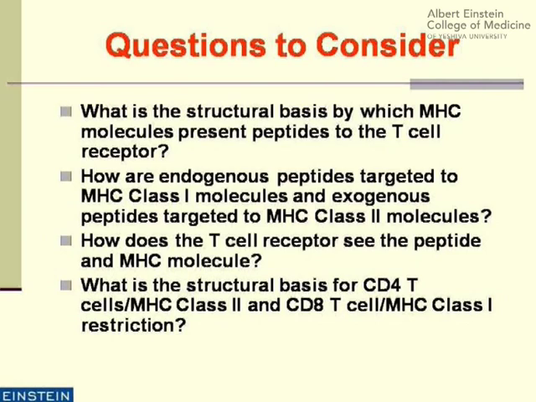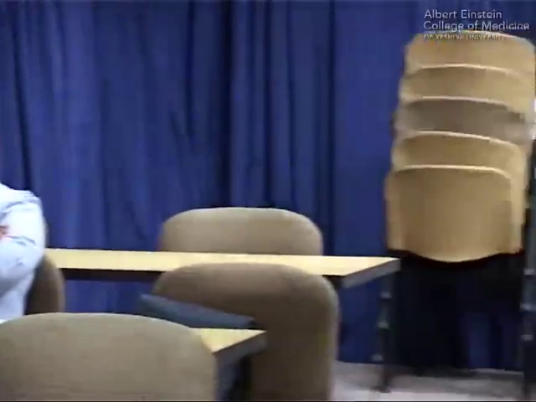What is the structural basis by which the MHC molecules present peptides to T-cell receptors? Namely, what is the structure of the MHC? How is class 1 MHC different from class 2 MHC? And how does that structural difference impact the function of these MHC molecules? How are endogenous peptides targeted to class 1 MHC molecules and exogenous peptides to class 2? There must be some kind of sorting process that goes on inside the cell. What exactly is that sorting process?